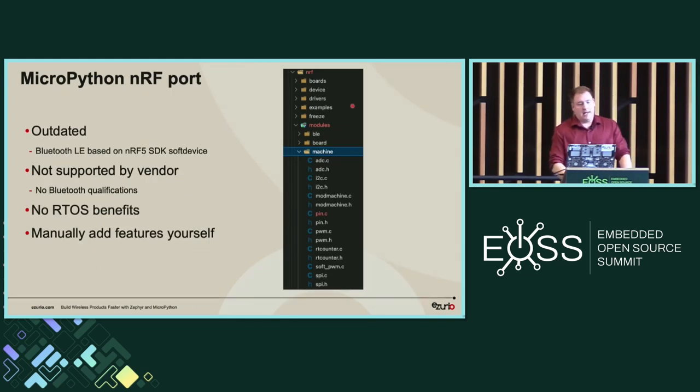So we first took a look at the MicroPython NRF port. This port is quite outdated. Its BLE subsystem is based off the old NRF5 SDK, which is their soft device. Nordic has now moved on to the NRF Connect SDK, which is based on Zephyr. So right away, when you look at something like this, it's not worth using, right? It's no longer supported by the vendor.